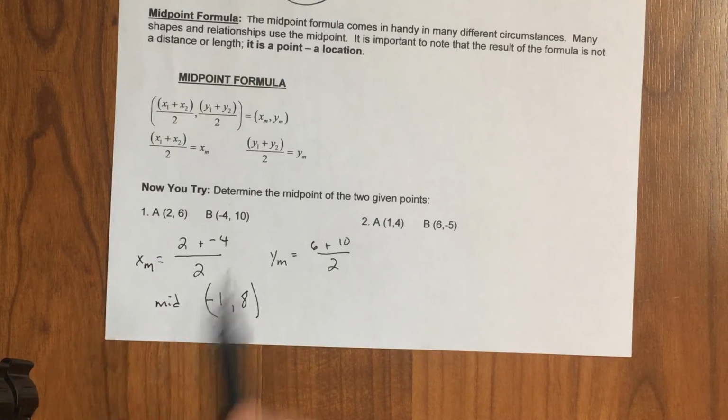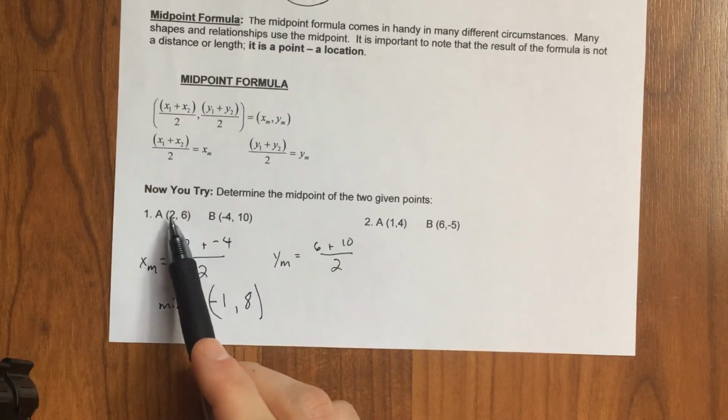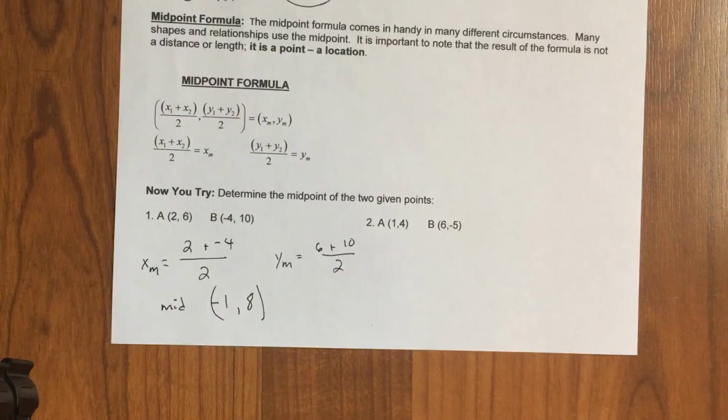And you can almost visualize this as well. It's like, okay, well, we kind of think, well, 2, 6, negative 4, 10. If you want to use graph paper, it might help. But negative 1, 8 would be in the middle of the line connecting point A and point B. Again, I'll leave you guys exercise 2 as an optional practice for you guys to do as well.